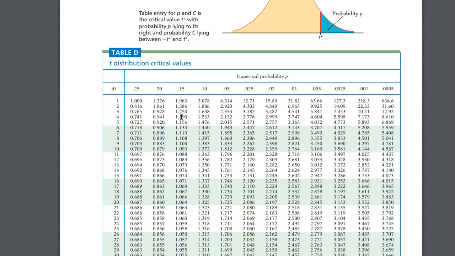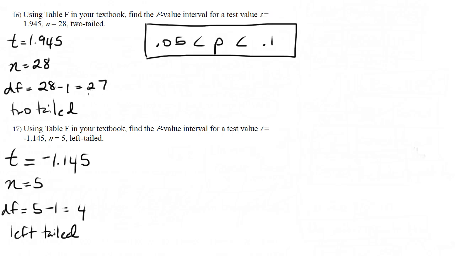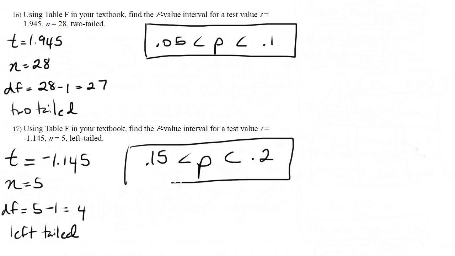positive 1.145 would be in between 0.15 and 0.2. So our p-value is in between those two values. What did I say? 0.15 and 0.2. Now this region might be narrower than the one in your book for the answer for this problem, but since our table doesn't go that far, then this is our answer here.